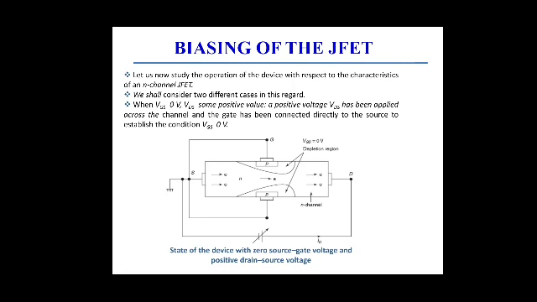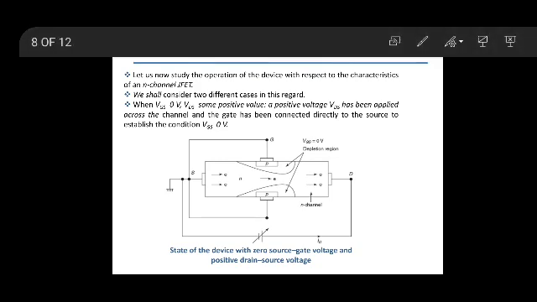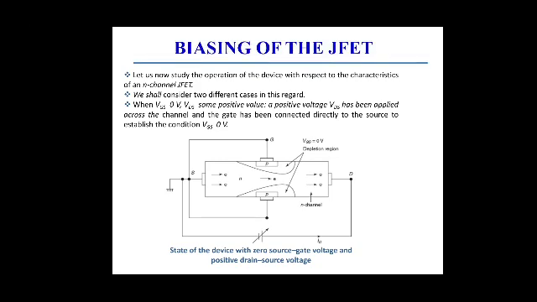Before the operation, let us see what the type of biasing is. Here you can see an N-channel JFET. In an N-channel JFET, you have source, drain, and gate. As it is an N-channel JFET, the charge carriers are electrons. So the electrons should travel from source to drain.